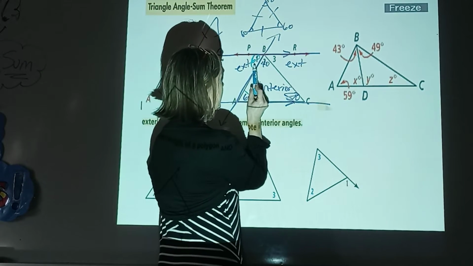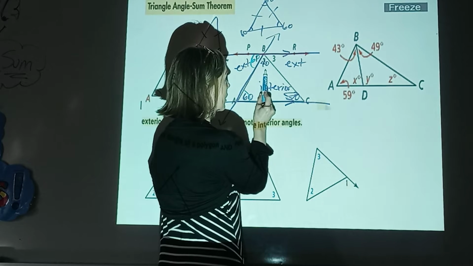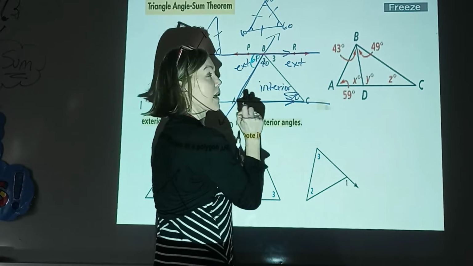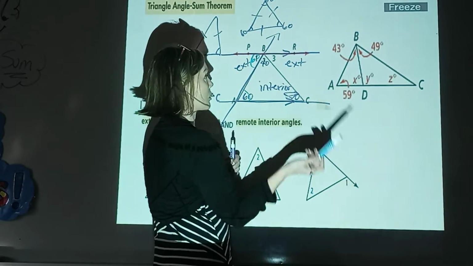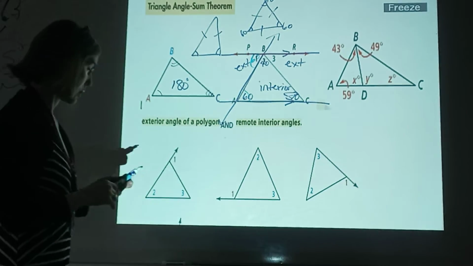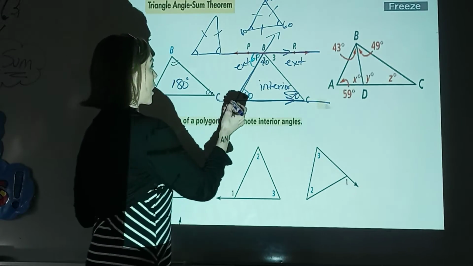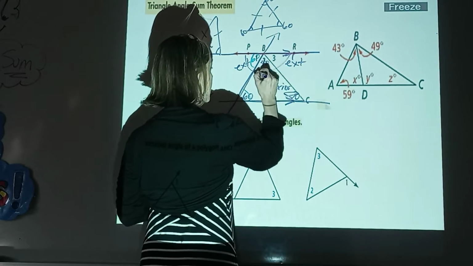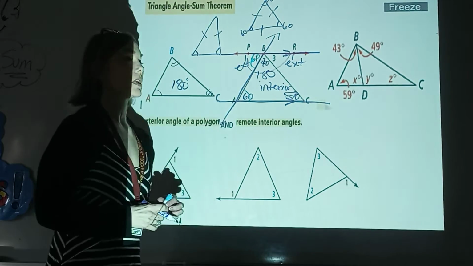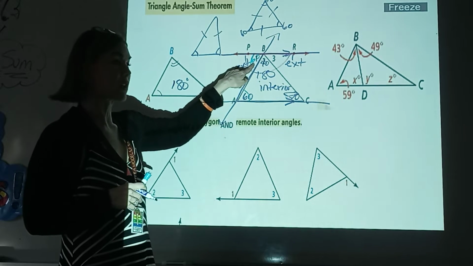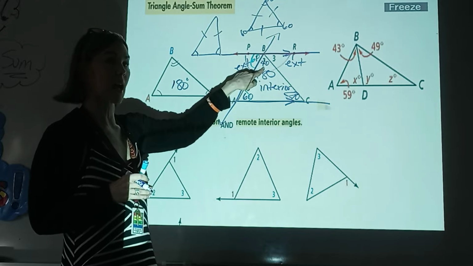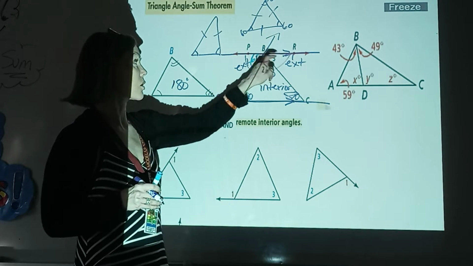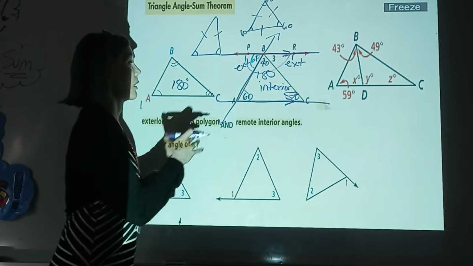And so if we have 60 and 40 here, then what's the measure of angle 3? How do we use the clues to figure out what the measure of angle 3 is? Well, from here all the way to here is 180 degrees, right? Even though 60 is exterior outside of the triangle and 40 is interior inside the triangle, what would the measure of angle 3 be? 80.